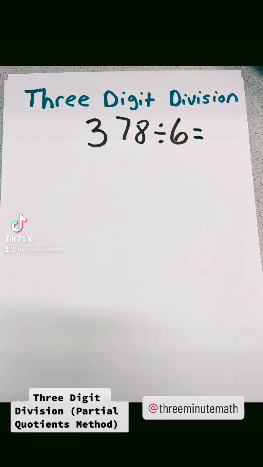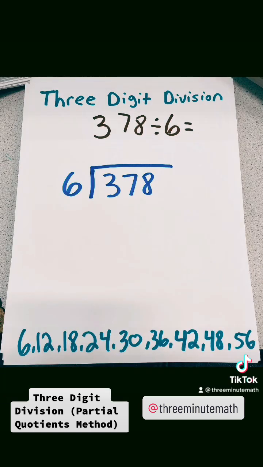Hi again. In this video, we're going to solve a three-digit division problem using the partial quotients method. So as you can see, we're going to do 378 divided by 6. As you see at the bottom, I'm going to write my multiples of 6 to try and make this easier.